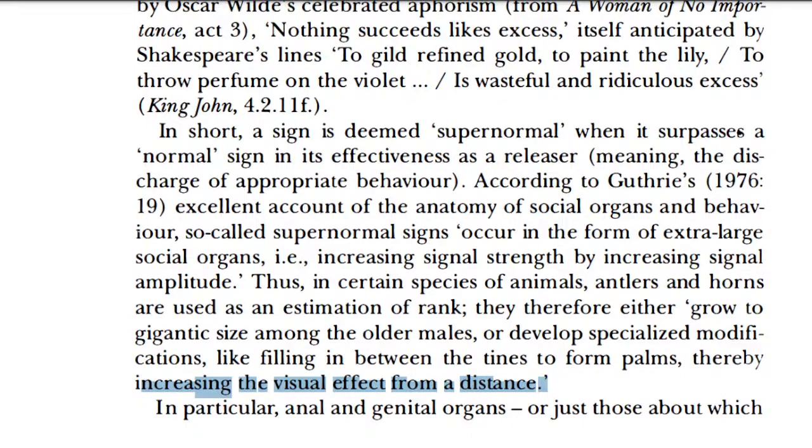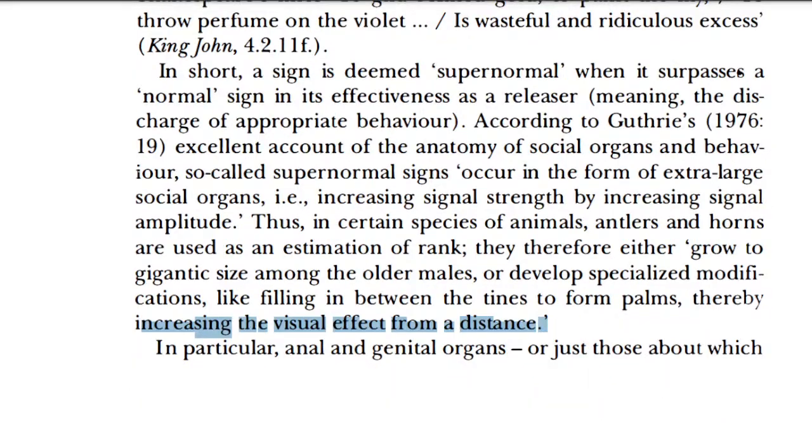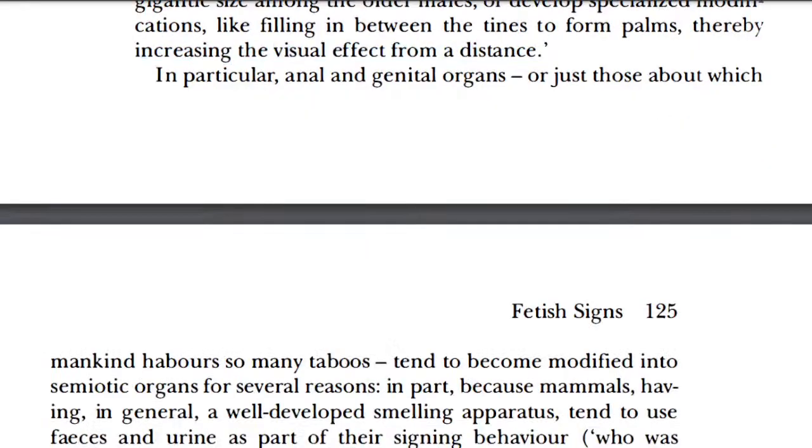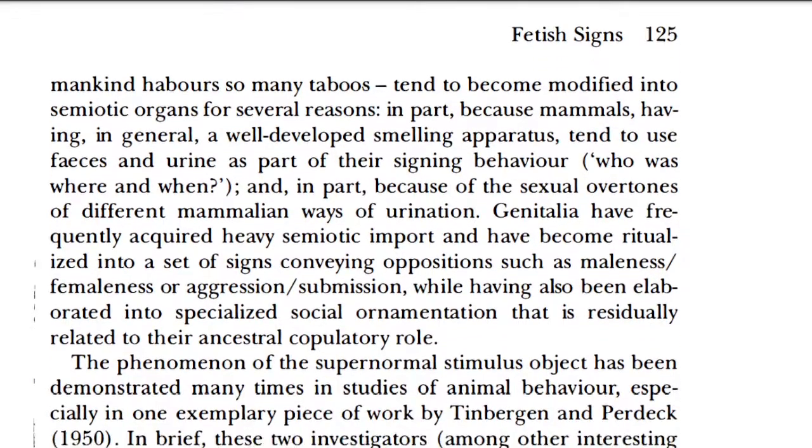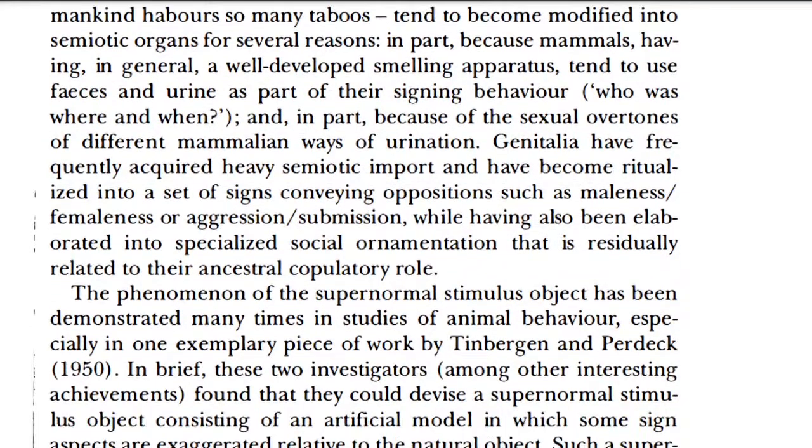All right. So, in particular, these other anal and genital organs are just those about which mankind harbors so many taboos, tend to become modified into semiotic organs for several reasons. In part, because mammals, having in general a well-developed smelling apparatus, tend to use feces and urine as part of their signaling behavior. Who is where and when?